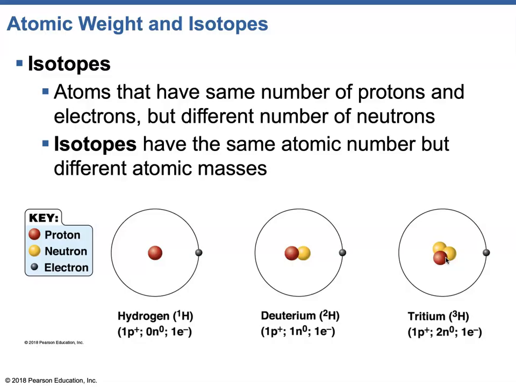So an isotope has the same atomic number because it still has the same number of protons, but the atomic mass is going to differ because the number of neutrons is what changes. So for an isotope, if I ask you a question about this, I want you to remember that an isotope has the same atomic number, same number of protons and electrons, but it's going to differ in the number of neutrons.